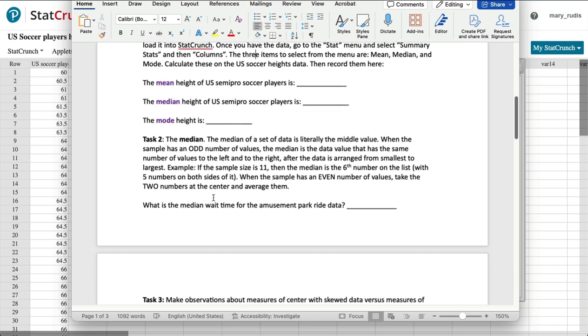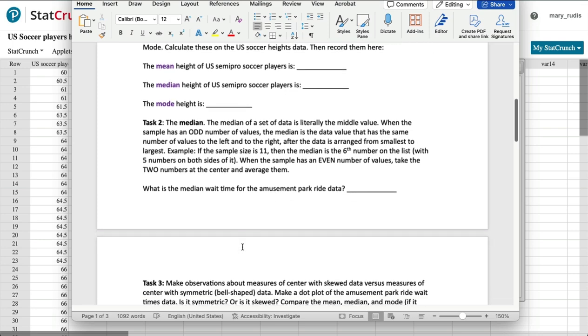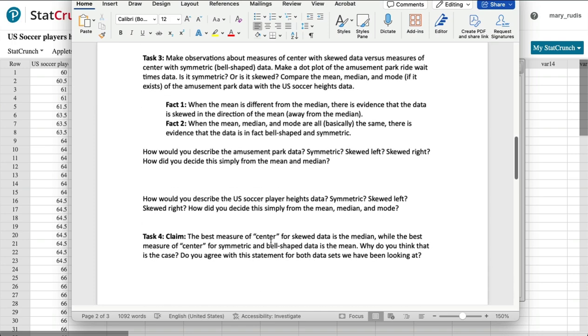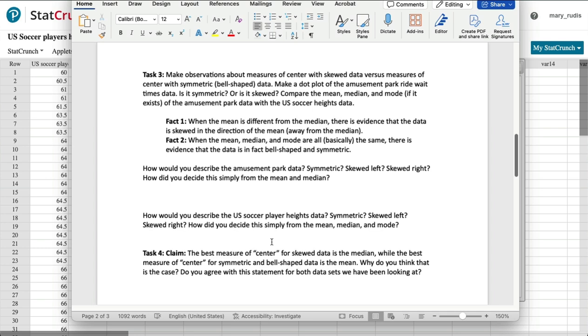So then in task 2, you're being asked to talk about the median a little bit. What was the median wait time for the amusement park data, and you can write that number down. And then for task 3, the job here was to basically compare those two data sets. The amusement park ride data, you're going to discover that that was skewed, that there was some skewness to it. The mean and the median are not at all the same, and that's because there were some outliers.